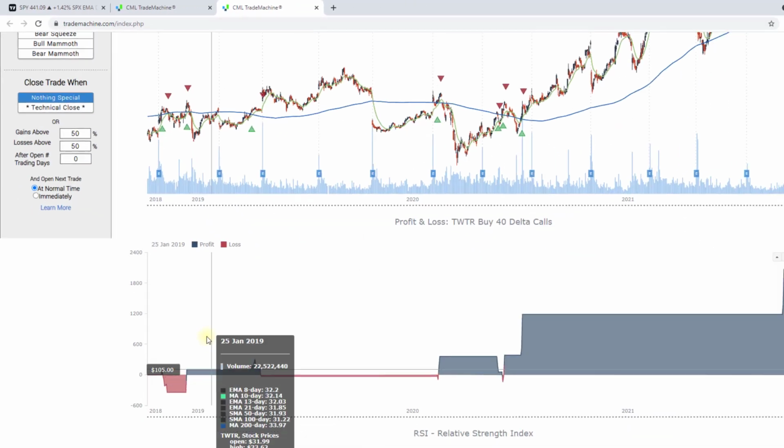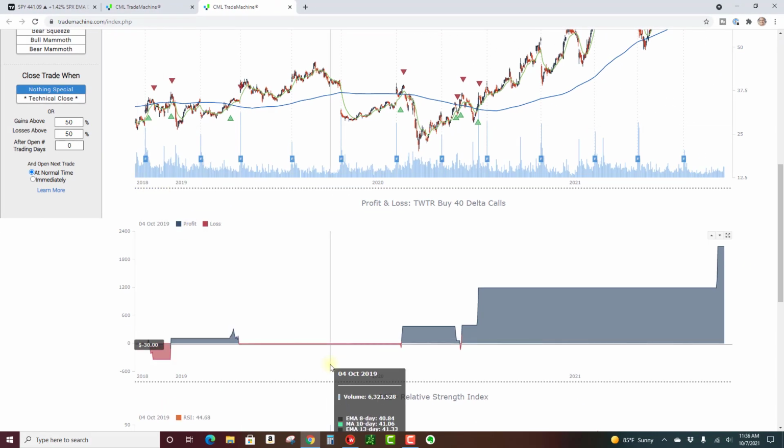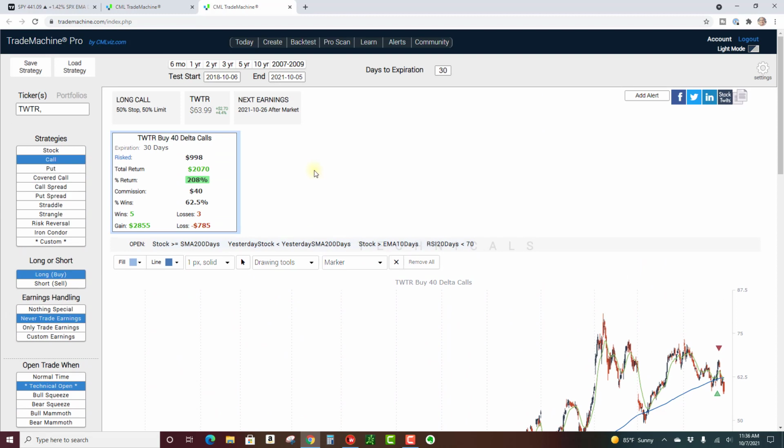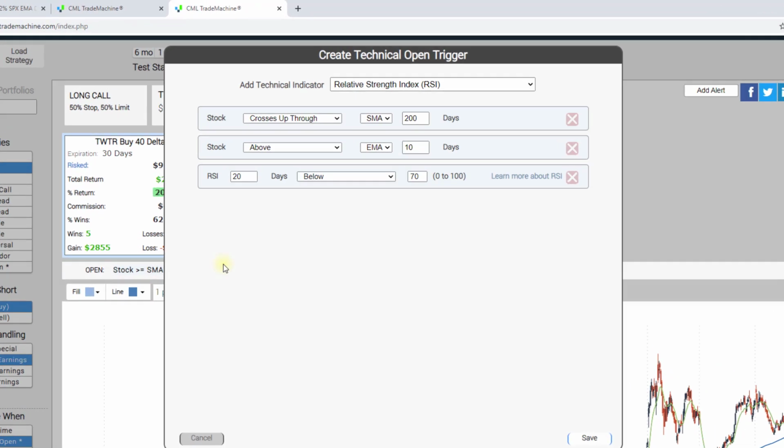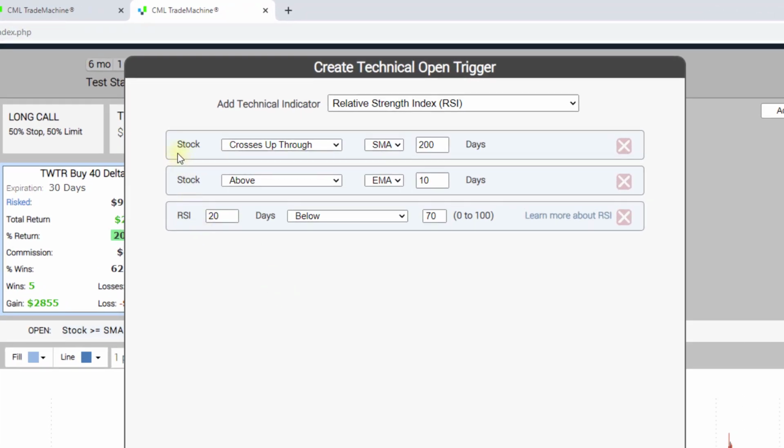You can also see the P&L curve. This goes back, usually they're doing these about 2 years. But let's go ahead and look at the technical setup here. This is what's happening as of 11:30 when I'm recording this video in the morning: the stock is crossing up through the 200-day simple moving average, right? So we've obviously been in some kind of pullback. It must have been below the 200-day yesterday. And then the stock is above the 10 EMA, and the RSI is below 70.